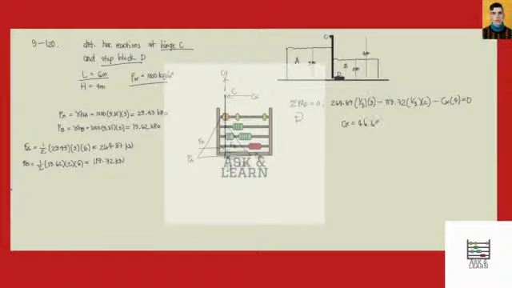This is 1/2 × 1/2 × R² × ω_T², which is equal to 1/2 × M_T R² × ω_T², which is equal to 1/2 × 120 × 2² × 3². So it will be equal to 1080.